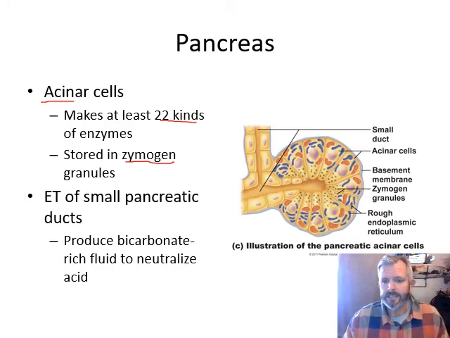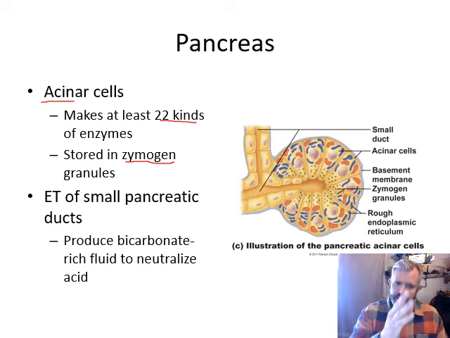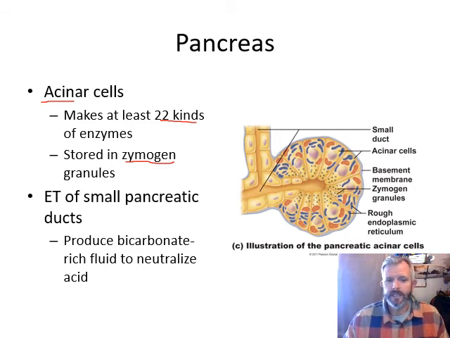Okay, the duct cells. There's duct cells in the small pancreatic ducts that produce the bicarbonate. They will produce the fluid that is going to neutralize that acid. So we get these enzymes and this bicarbonate, part of the pancreatic juice that goes into the duodenum. We're going to start neutralizing the acid, and then those pancreatic enzymes will start doing the bulk of that chemical digestion, breaking down those bonds in those nutrient molecules.